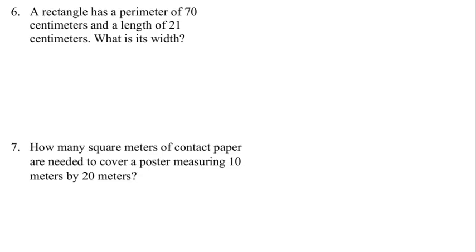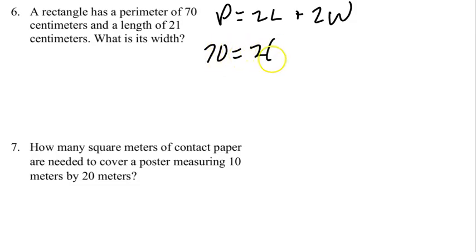And our last few questions. A rectangle has a perimeter of 70 centimeters and a length of 21 centimeters. What is its width? So perimeter is 2 times the length plus 2 times the width. And we know the perimeter is 70. The length is 21, so that's 2 times L, or 2 times 21, plus 2W. So 2 times 21 is 42, plus 2W has to equal 70.